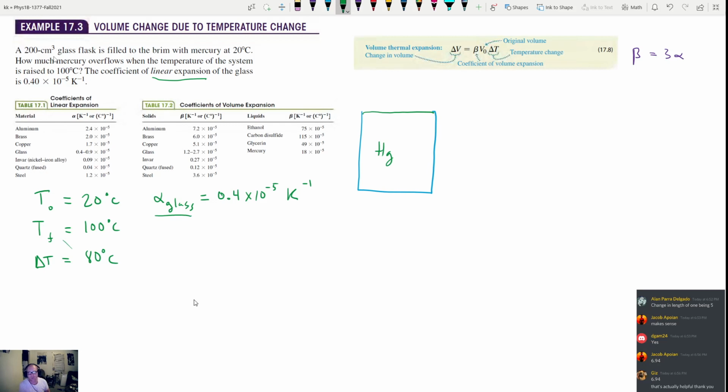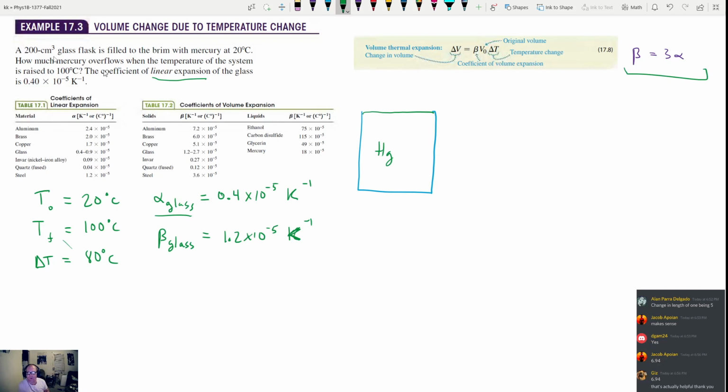That's alpha, though. This is a volume expansion problem, so we're going to have to use this. Which means that beta, the coefficient for volume expansion, is going to be 3 times this, which is 1.2 times 10 to the negative 5 Kelvin inverse. Something to keep in mind in case problems try to trick you. Pay attention to the words they're using. In this case, it's linear expansion that they gave you.